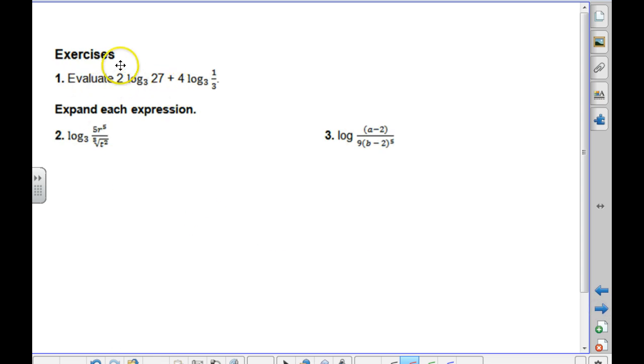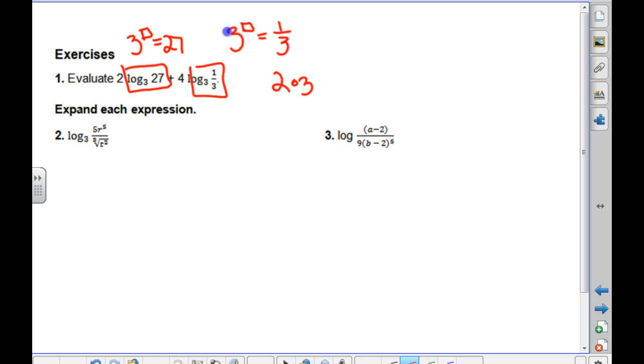There is one simplifying here. What would the log base 3 of 27 be? 3 to what power equals 27? That would be 3. So that problem would become 2 times 3. And log base 3 of 1/3 would be 3 to what power is 1/3, which would be -1. So this would become plus 4 times -1, which is 6 minus 4, or 2.